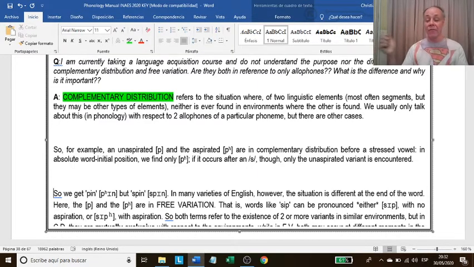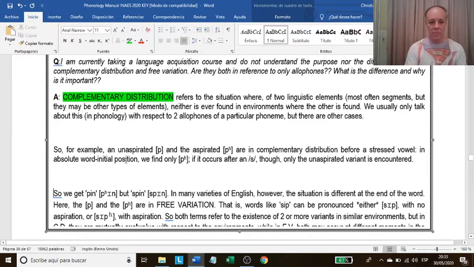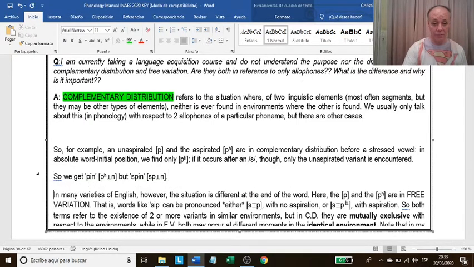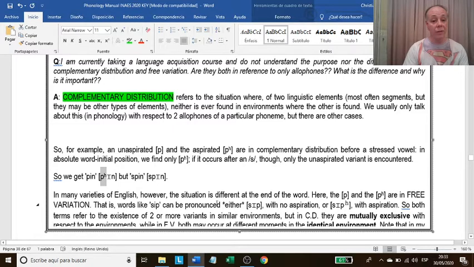Okay, so they have exclusive environments. Exclusive for this, exclusive for this. Mutually exclusive environments. Complementary distribution occurs in mutually exclusive environments. Okay, so we get pin but spin. Yes, because of the rules. Okay, aspiration occurs only in syllable initial position, and non-aspirated P occurs not in syllable initial before a stressed vowel.